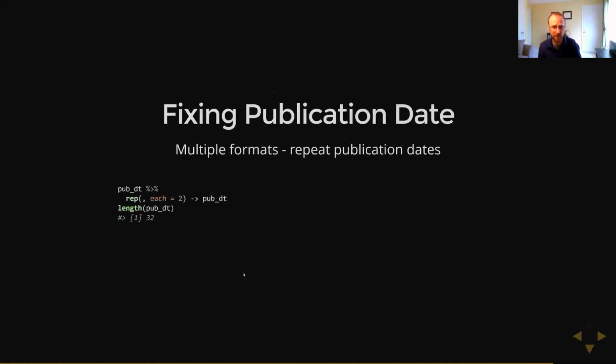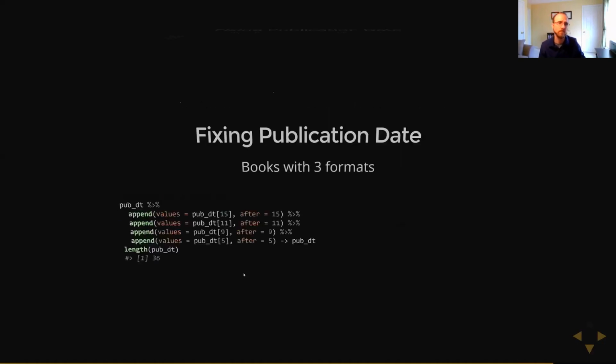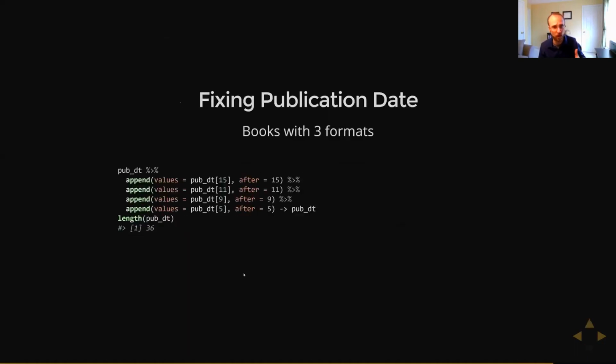Last step is publication date. This is going to be the same as the titles, given that we had 16 publication dates. So now we're going to just duplicate each of them. We have 32 now. We're going to fix those 4 that had 3 different formats. And now we have 36 publication dates.